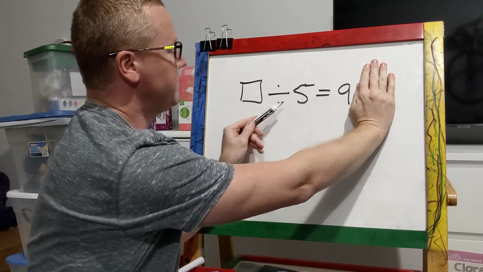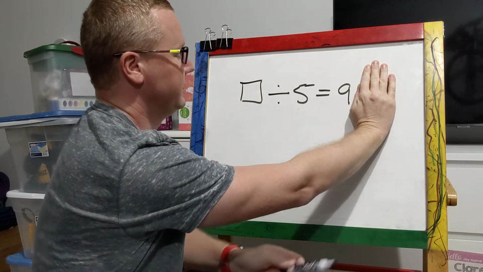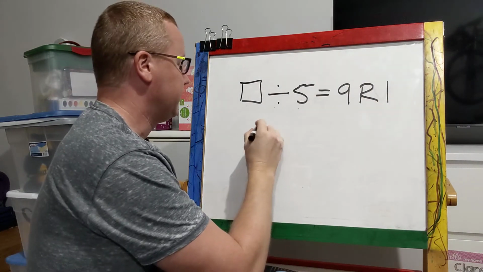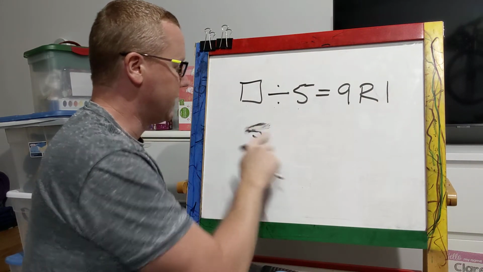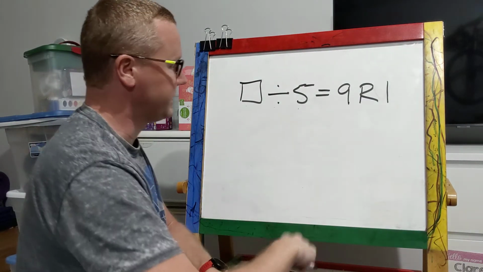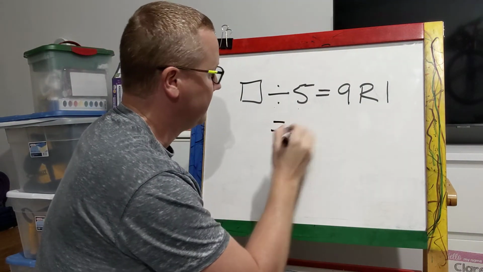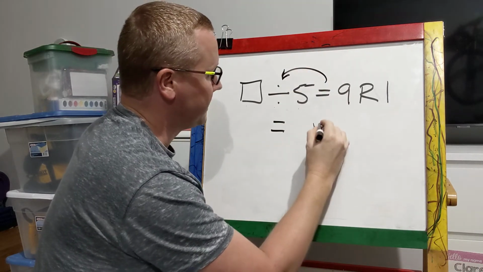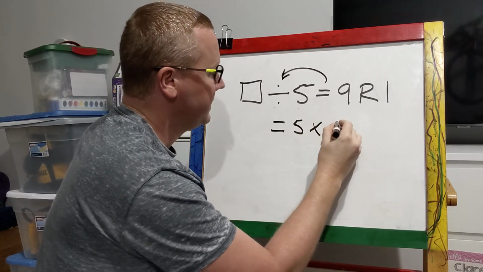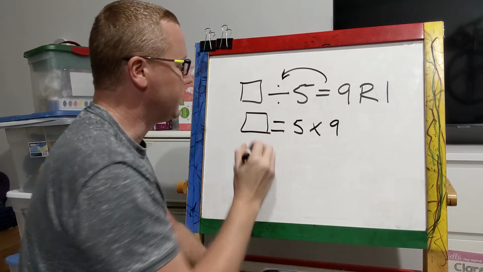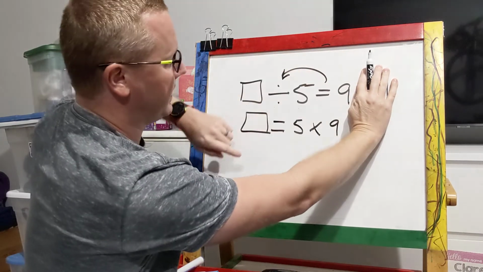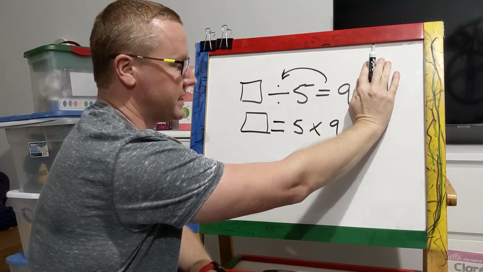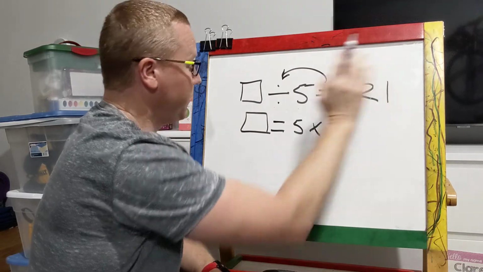Something divided by 5 equals 9. If I do my reverse multiplication thing, I'm going to write it just a little bit backwards. I'm going to switch my equal sign, and then I turn the division into a times sign here. 5 times 9 equals something. I'm ignoring my remainder now. You guys know 5 times 9, and that's 45.